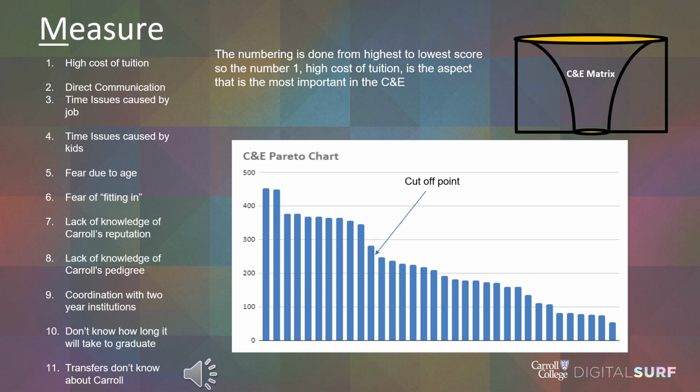Now we decided to cut off after 11 variables because we felt like 11 was a lot of variables. We didn't want to have too little and cut it too short, but we also felt that after those 11 there is a steady decrease in the level of importance. So as you can see, number one, the high cost of tuition actually had our highest score. So for the CNE Matrix, that input was the most important.